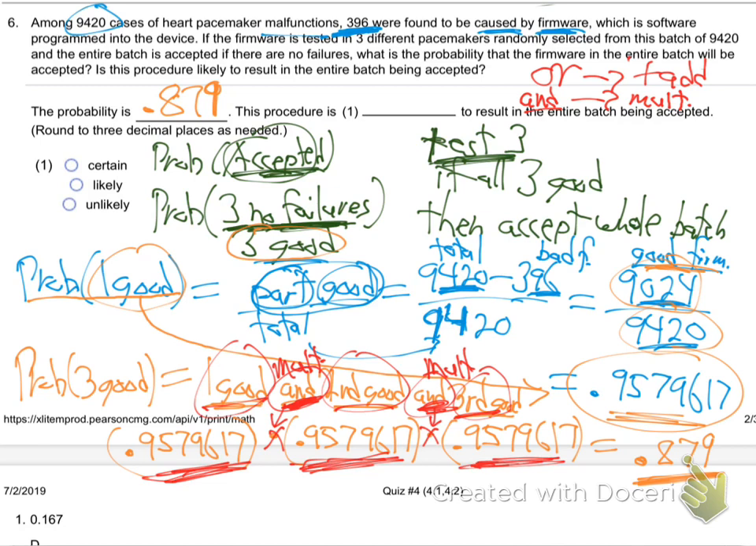And this procedure is 0.879. So it's likely, isn't it? Likely to result in the entire batch being accepted, right? Because that's 87% chance. That's pretty likely. This procedure is likely to result in the entire batch being accepted. That's not a good thing, since we know the batch should not be accepted. It's got some problems. So there we go.